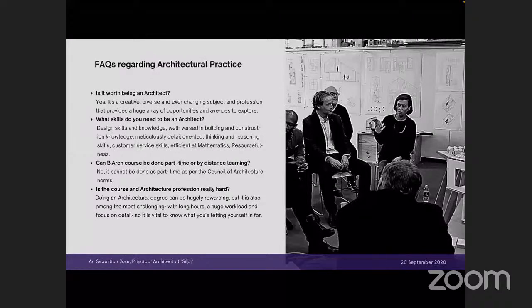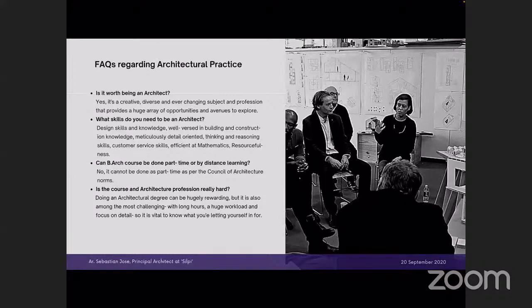That's very important. You may come out with a great design, but if you are not able to sell the product to the client, then you are a failure. So you need to communicate well with the client. Of course, you need to be good in mathematics, and above all, quite resourceful.